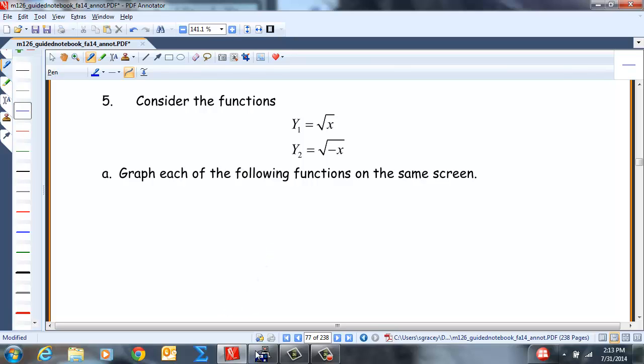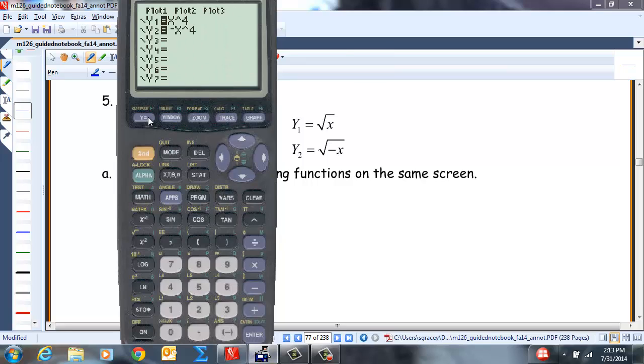Square root function. So let's check out what happens here. Second square root x, and then second square root negative x. Make sure you're using the negative symbol and not the subtraction symbol. So let's go ahead and zoom standard. Let's see what happens if we do a standard zoom. There we go. That's a better picture. All right, kind of cool.